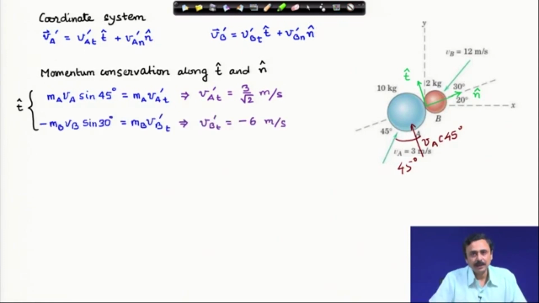Similarly, for particle B, in the tangential direction, the incoming linear momentum of particle B is the mass of B times the incoming velocity in the tangential direction. Now, this angle is 30 degrees.